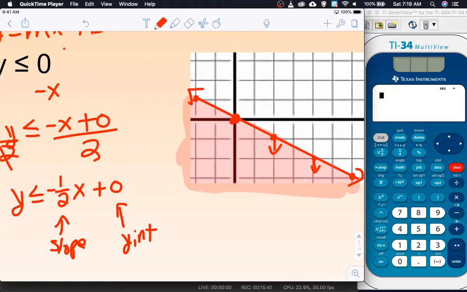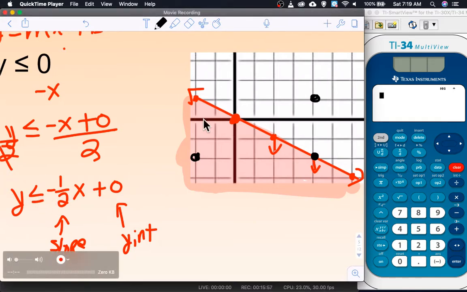Now, in this graph, we know that would be a solution because it's in the shaded region. We know this would not be a solution because it's not anywhere near the shaded region. But we also know that this point on the line is a solution because the solid line counts as part of the shaded region. So this is a solution as well.